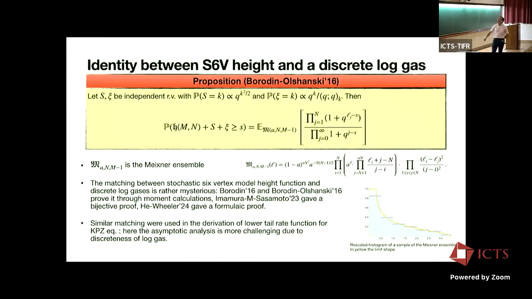So to make your life easier, I drew here a graph. If you sample the Meixner ensemble, you're going to see a number of points. You can take the empirical density of these points, and this is what you see. The empirical density is given by the blue curve. You can see it's piecewise linear because I sampled finitely many particles. But you see in yellow the limit shape, which is an explicit curve. So this should explain it.